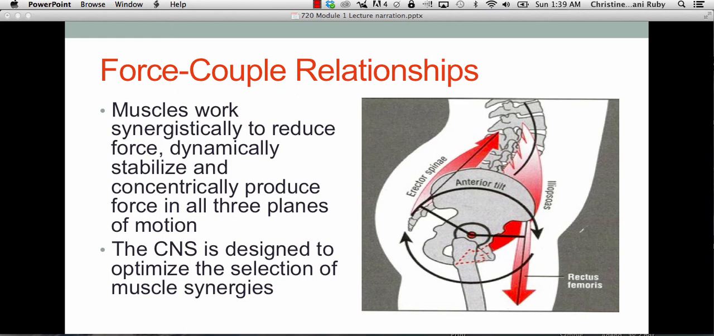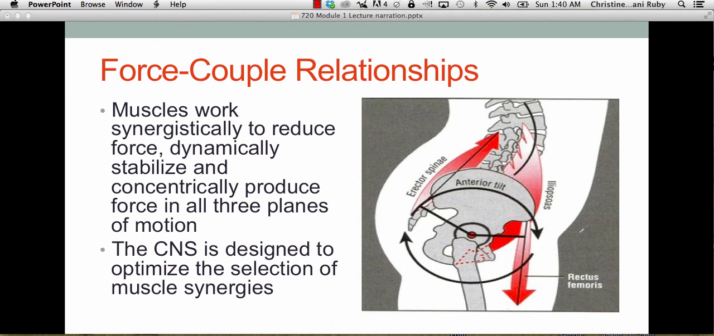It's designed to optimize the selection of muscles so that we have synergy. We have muscles that work together in a good relationship, the same way that a good marriage or a good family would work together. If you look at the photo on this slide, it's an example of a situation like this. If you look at the pelvis moving into an anterior tilt, it's really the combined effort of the erector spinae contracting and the iliopsoas and the rectus femoris contracting as a team to produce that anterior tilt to the pelvis.